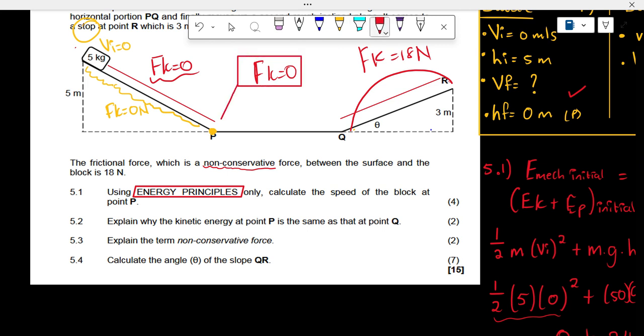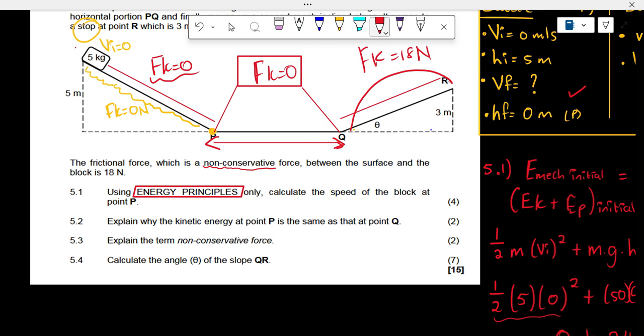We know that from P to Q, the frictional force is equivalent to 0. So the frictional force is the same, right? So you then ask yourself, guys, what are all the forces that are acting on this object from P to Q? What are all the forces acting on the object from P to Q? Of course, there are no other forces acting on this object except for frictional force.